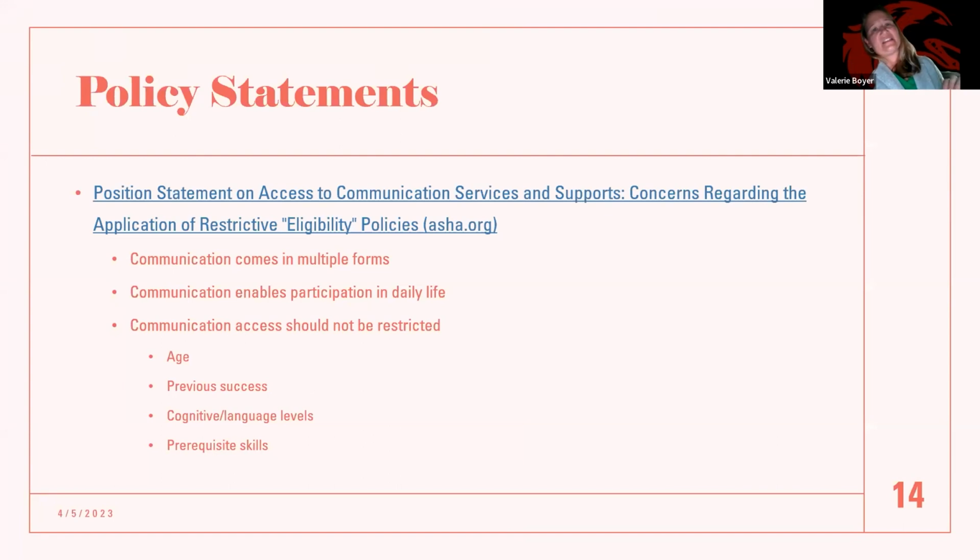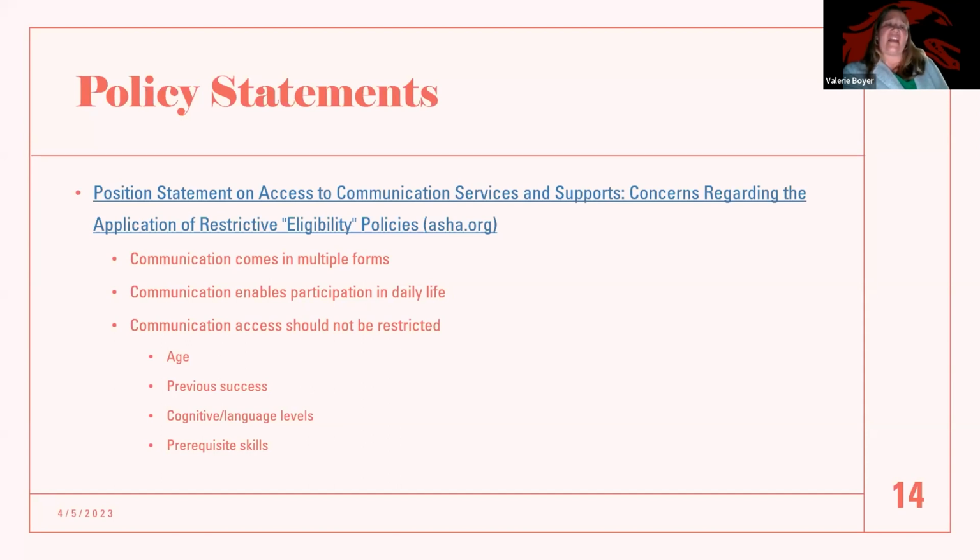And they highlighted some ways that sometimes communication might be restricted and kind of advocated against that, including things like a specific age at which AAC is introduced. The idea that you need to show success on a simpler form of AAC or success in some kind of pre-linguistic context before AAC is presented.